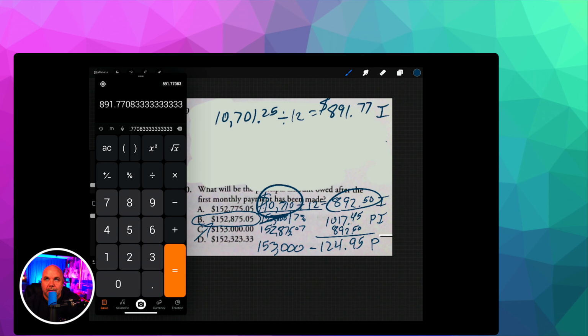Same P and I, right? That stays the same. That 17.45, that's the P and I no matter what, because it's a fixed amortized loan. Subtract that 891.77 of interest.